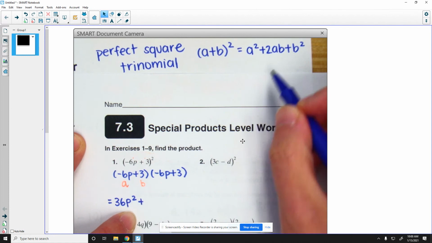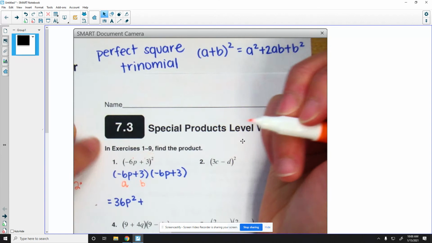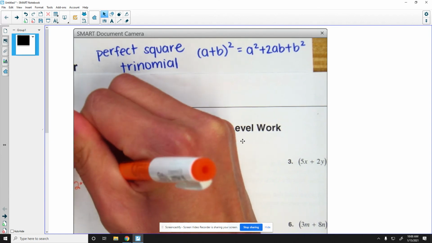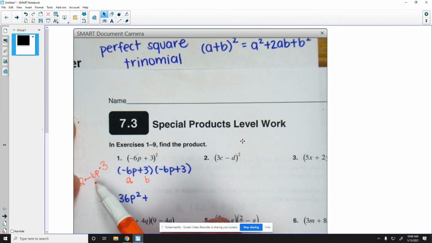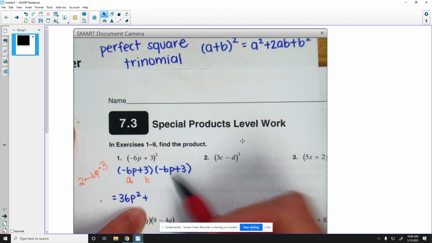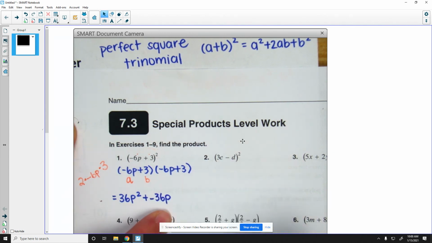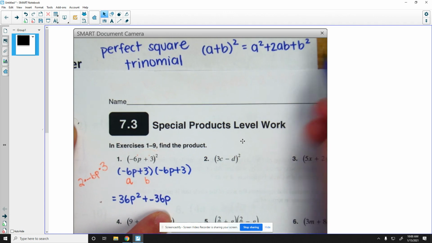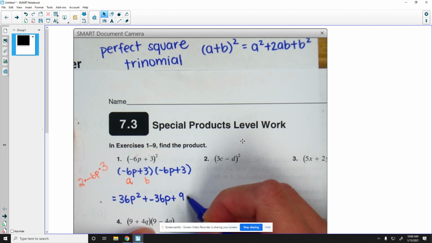And then plus 2 times a times b. So 2 times a is negative 6p times b is 3. So 2 times negative 6 is negative 12. Negative 12 times 3 is negative 36. So I would have negative 36p. And then my last part of my answer is plus b squared. So what is b? b is 3. 3 squared is 9. Boom, that's my answer.